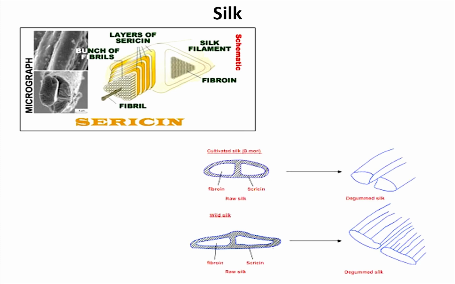And these are some different pictures of raw silk fiber. There will be two threads, two silk filaments attached with sericin gum. After degumming, these two filaments are separated, and you will get a fiber without sericin, separated.